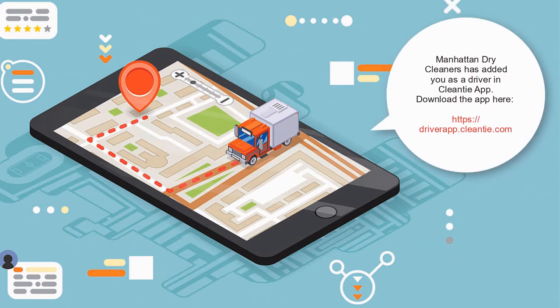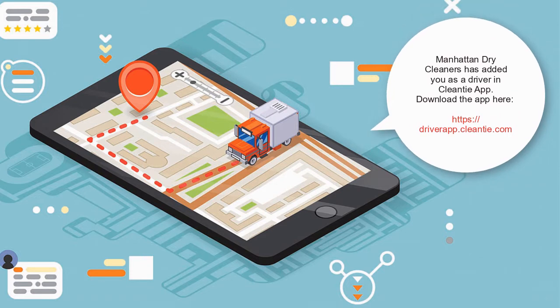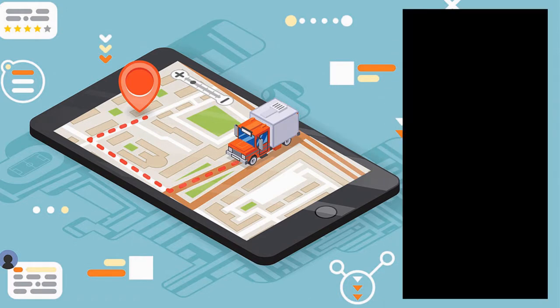Cleantie Driver app sign-up process. Once you've been invited to your company's instance of Cleantie Driver app, you should receive SMS notification to activate your account with the download link. The type of smartphone the driver is using is automatically detected, and the correct version of the app will be downloaded.